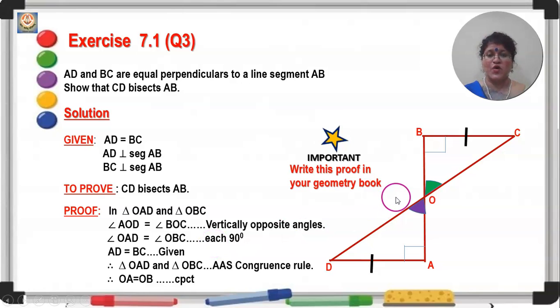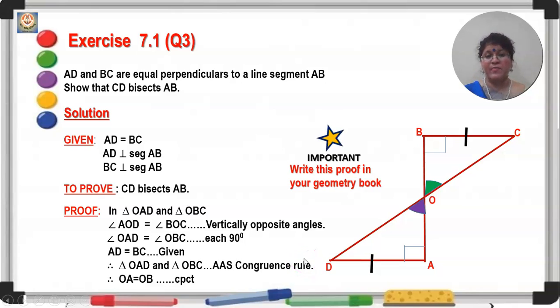Now use the test of congruency. You have angle, angle, side. So the test of congruence is the AAS congruence rule. Therefore, the remaining parts become congruent.